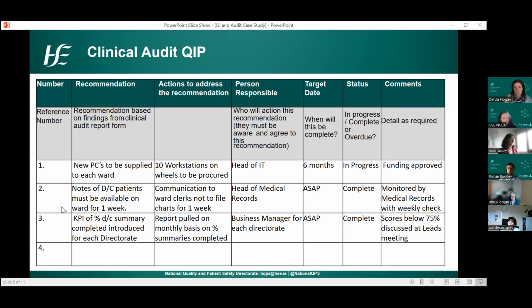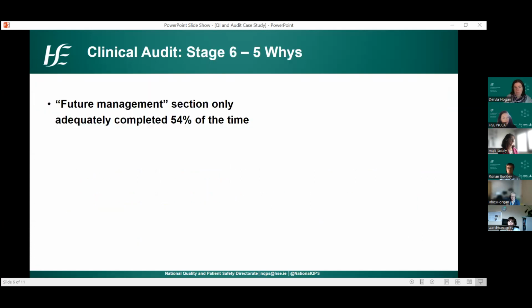But that still hasn't addressed this problem, which is that the future management section, so one of the sections on the discharge summary, was only filled in roughly about half of the time. And the team really couldn't understand that. So they've decided to use their 5 whys model that Dervla mentioned earlier. So the future management section was only adequately completed 54% of the time. So why was that? Well, the NCHDs were unsure of where to find exact detail of the next appointment on the computer systems. And why were they unsure where to find it on the computer systems?